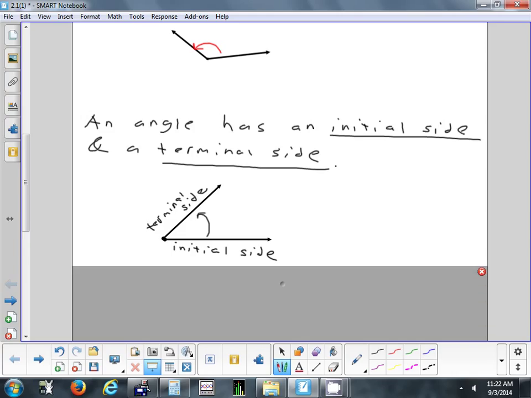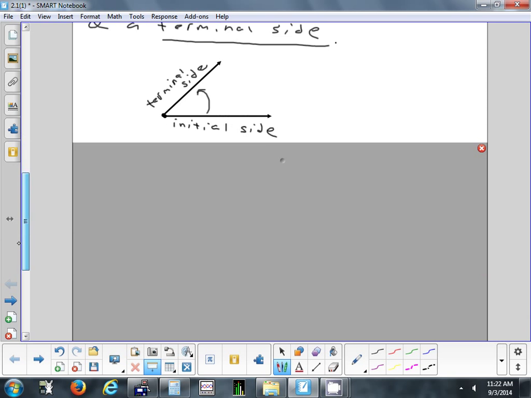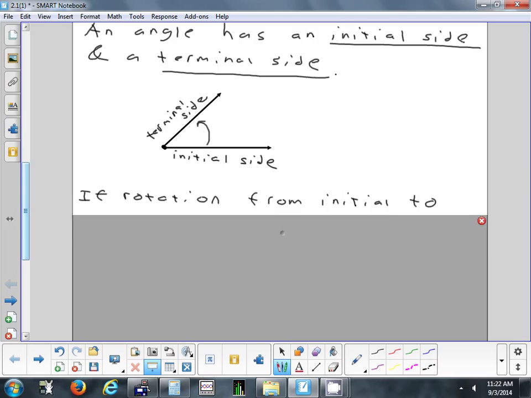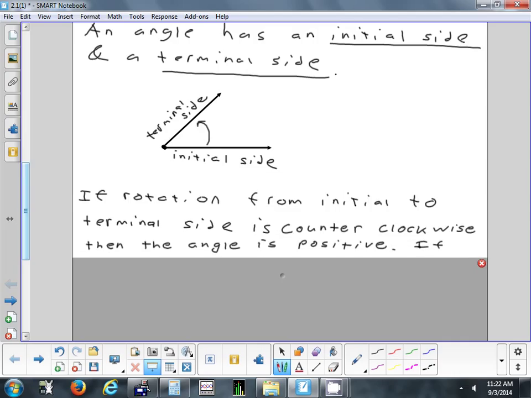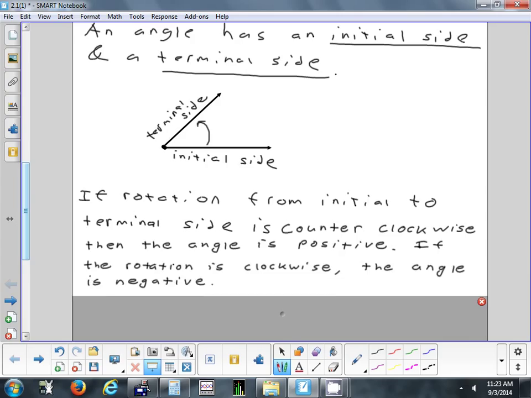So when you measure an angle, you basically have two choices, which way you can measure it. If your rotation from the initial side to the terminal side is counterclockwise, that's considered a positive angle. If your rotation from the initial side to the terminal side is clockwise, that's a negative angle.